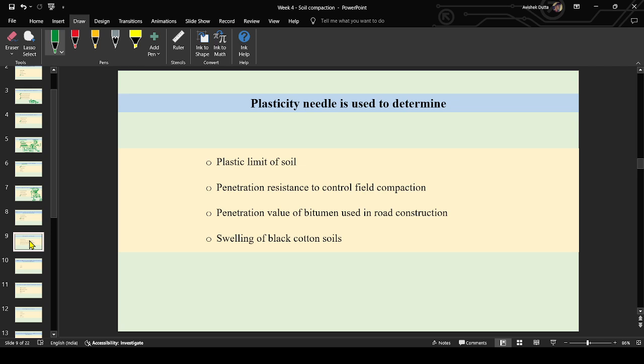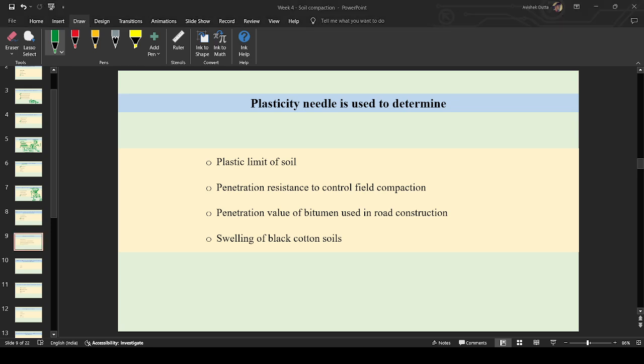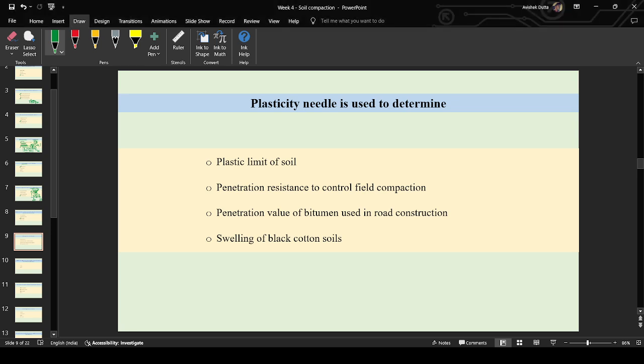Plasticity needle is used to determine. This is a very simple question, I think. Any answer? Plastic limit? How do you determine plastic limit in the laboratory? Yes, no equipment for plastic limit. For liquid limit, we have the Casagrande apparatus. Plastic limit has plasticity needle. Another name of plasticity needle, if I say, I think that might help you. It is also called Proctor's needle.